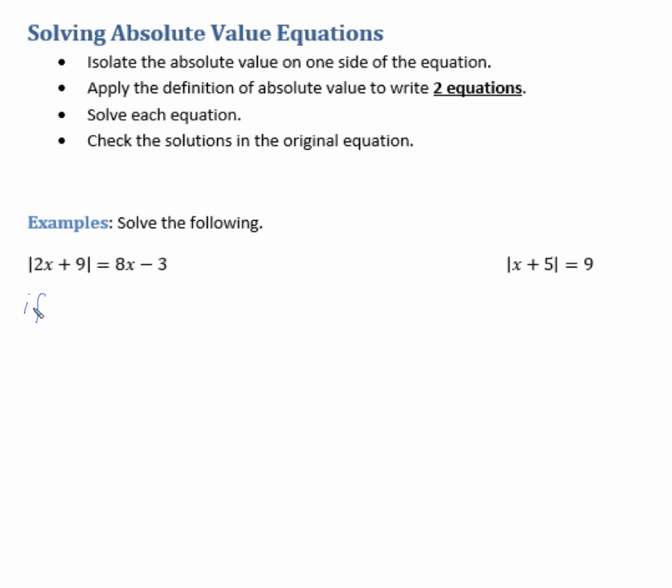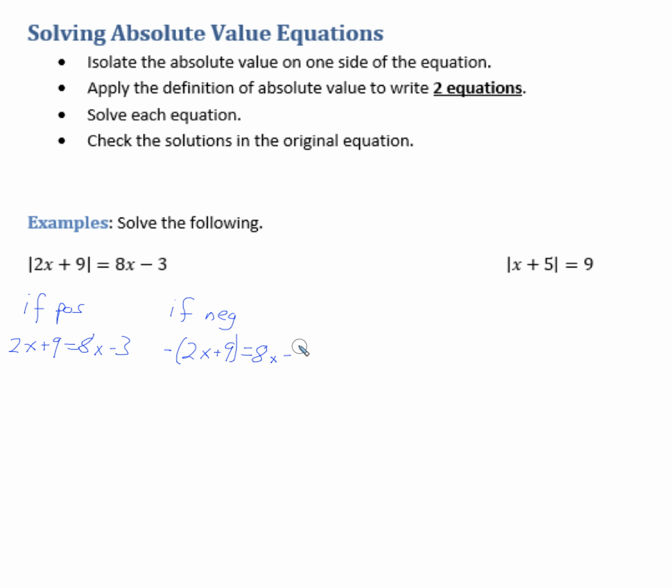If 2x plus 9 is positive, what do we do? Well, the absolute value is equal to itself. So we just write 2x plus 9 is equal to whatever's on the other side, 8x minus 3. Well, what happens if 2x plus 9 is negative? It's equal to its opposite. The absolute value of a negative is equal to its opposite. So we actually do the opposite of 2x plus 9, and we have to put the parentheses because it makes the whole thing negative, and we'll distribute that negative, equals 8x minus 3.